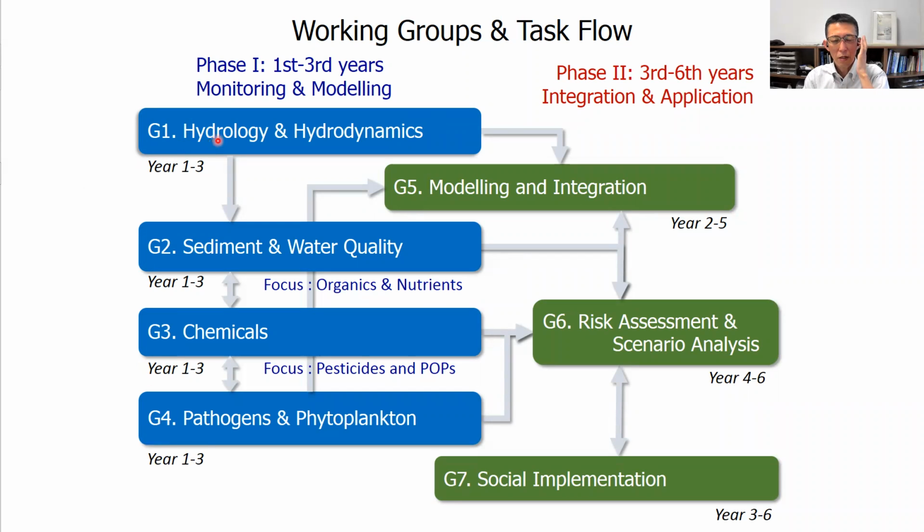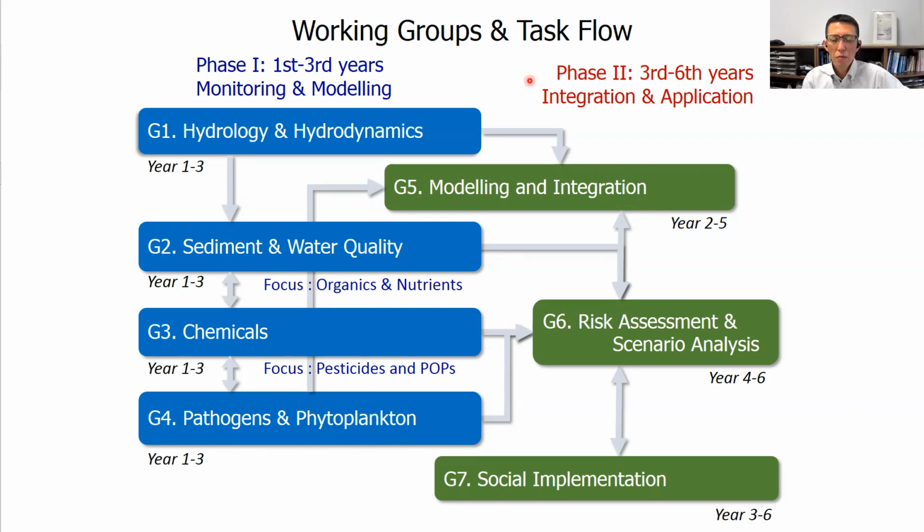First one, for example, hydrology and hydrodynamics. Second, sediment and water quality. Third, chemical substances. Fourth, pathogens and phytoplankton. So we did field surveys. We also used remote sensing techniques, and we tried to model these environmental processes.